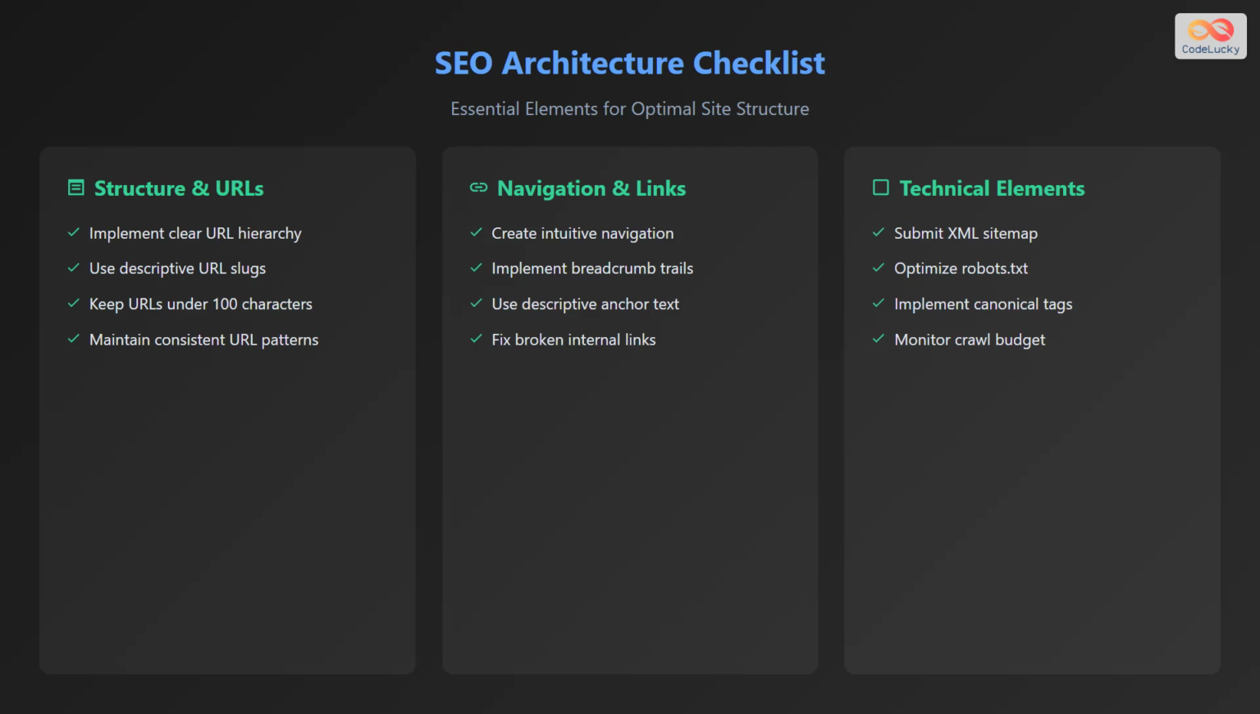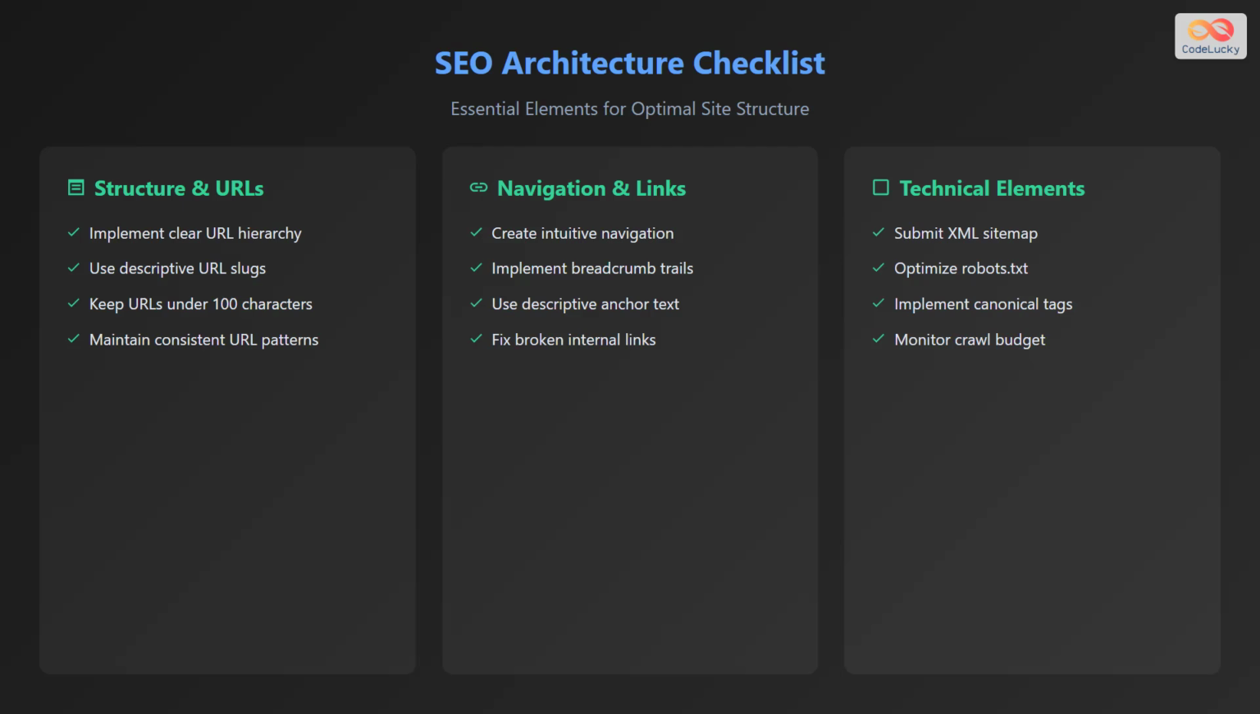Here is a Search Engine Optimization Architecture Checklist. These are the essential elements for optimal site structure. Some key things to check are, under Structure and Uniform Resource Locators, implement clear Uniform Resource Locator hierarchy, use descriptive Uniform Resource Locator slugs, keep Uniform Resource Locators under 100 characters, and maintain consistent Uniform Resource Locator patterns.